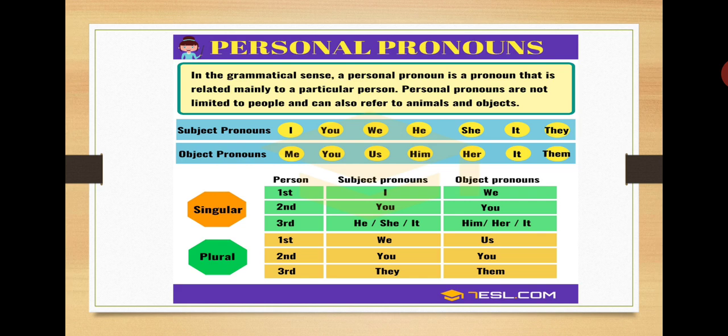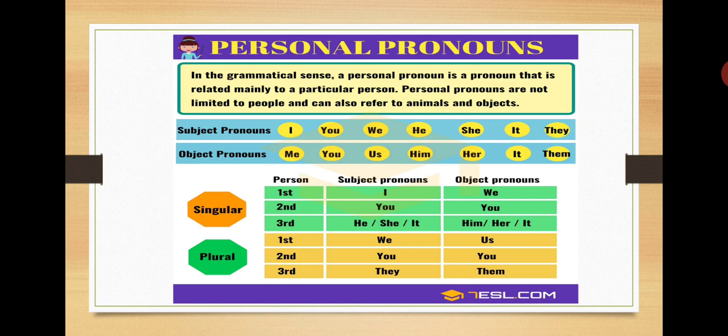The first person is the person speaking. Example: I, we, me, mine, us, ours. The second person, the person spoken to: you, yours. The third person, the person or thing spoken of: he, she, it, him, hers, his, they, them, theirs.